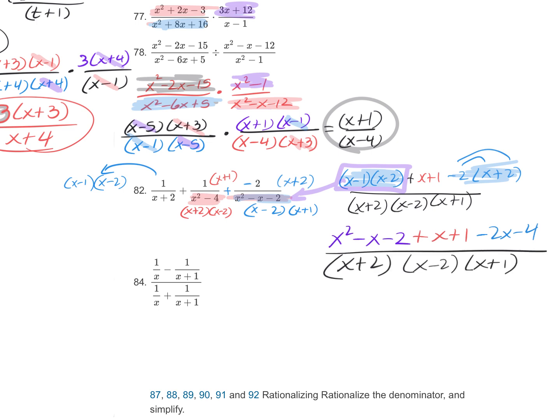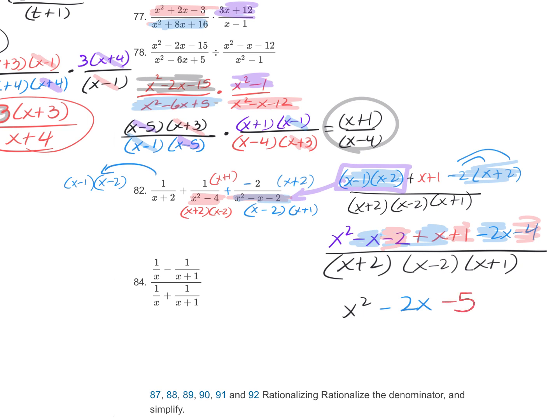And now I need to add my like terms in the numerator. There isn't anything to add to the x squared. However, I can go back and I'm going to add my x, my negative x, my positive x, that's gone, and then minus 2x. So now I'm just left with a negative 2x, and then I'm going to go back and grab my constants. Negative 2 plus 1 is negative 1, minus 4 is negative 5.